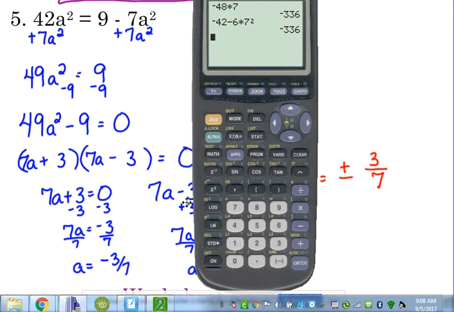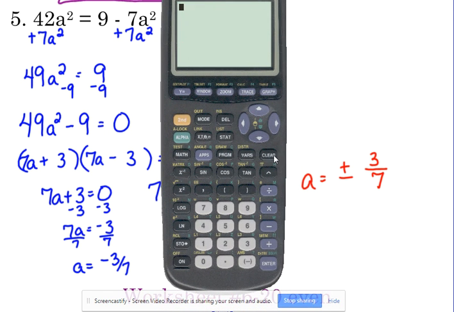Also be careful if you check a fraction. If you square it, you put parentheses around it just like you would a negative number. So 42 times 3 over 7 squared, and 9 minus 7 times 3 over 7 squared. We get the exact same number for the left side and the right side. So 3 over 7 checks. Okay?